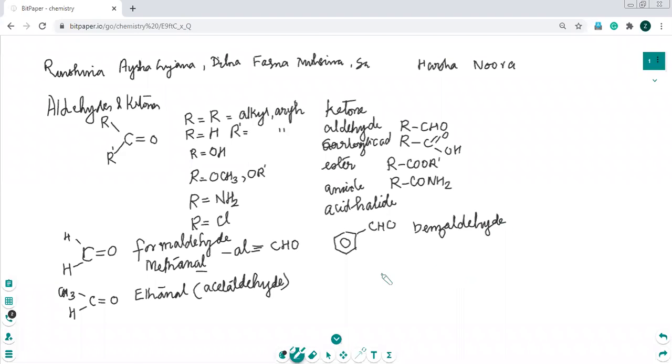This is actually accepted by IUPAC. This itself is an IUPAC name. Benzaldehyde.